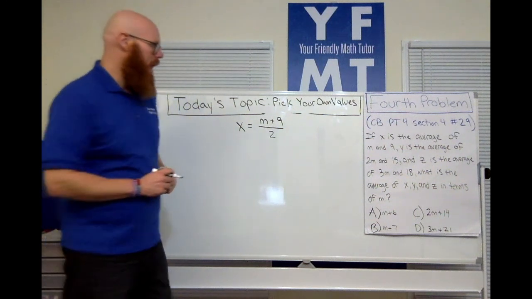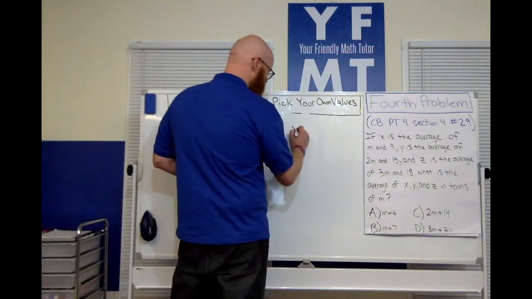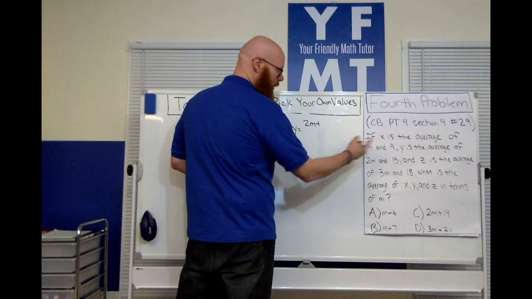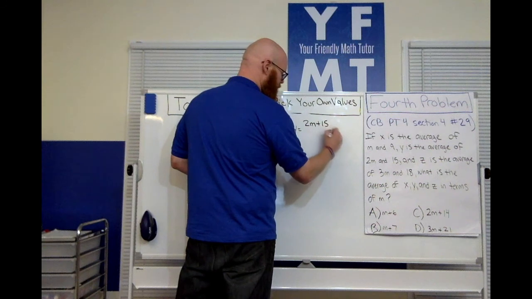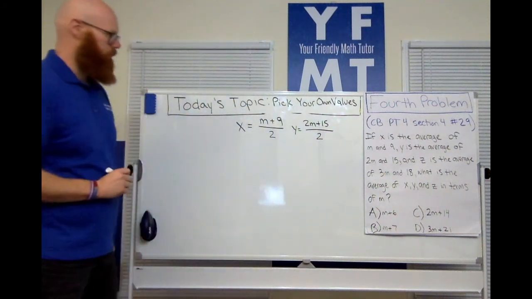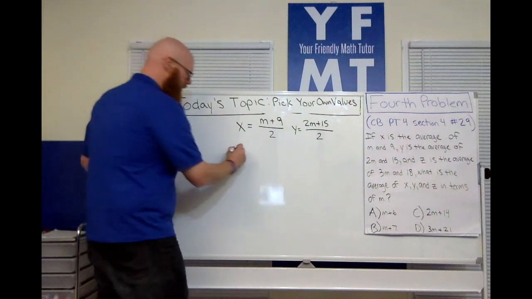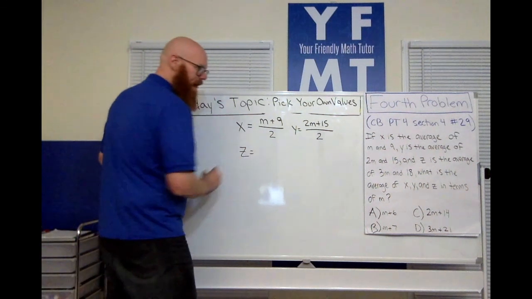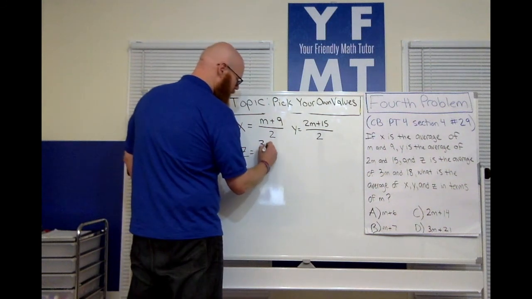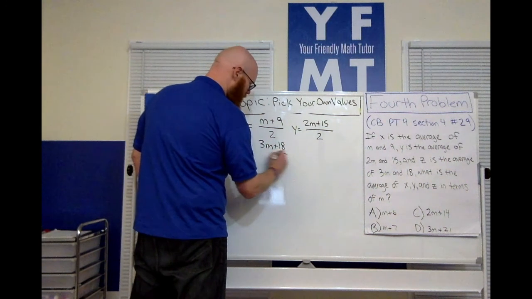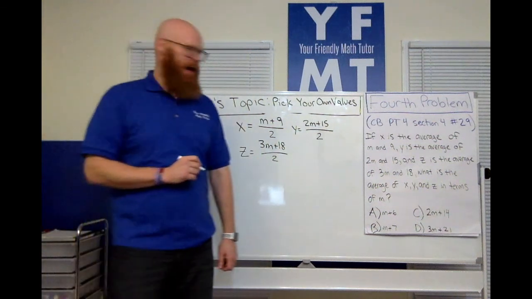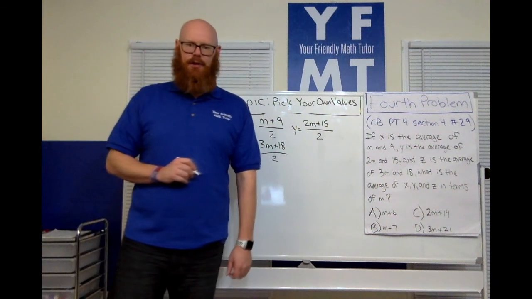Y is the average of 2m and 15, so I'm going to write (2m plus 15) over 2. And finally, z is the average of 3m and 18, so I'm going to write (3m plus 18) over 2. And then they're asking for the average of x, y, and z in terms of m.